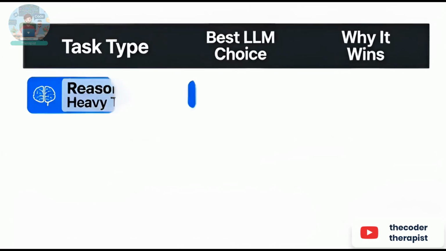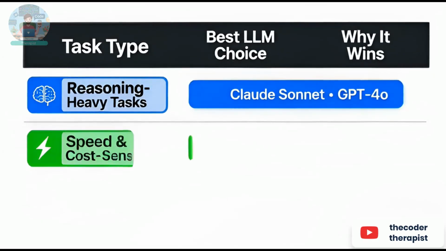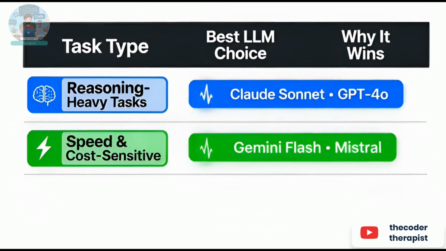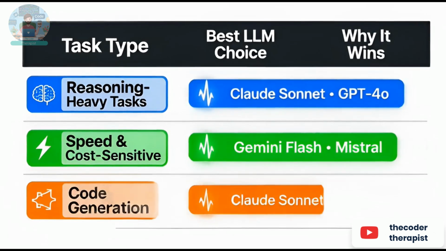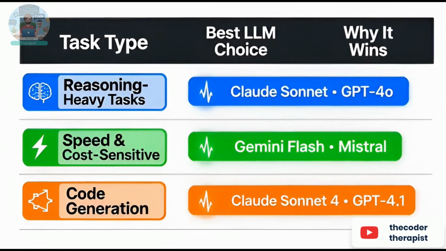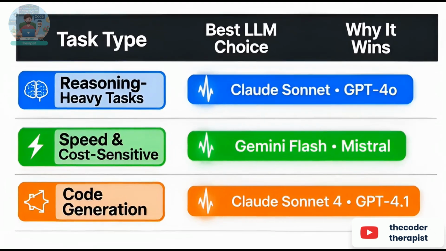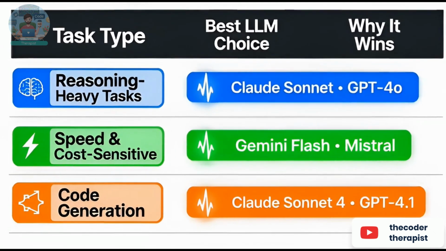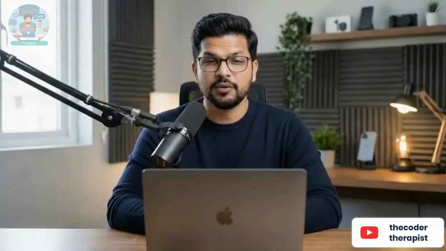For reasoning-heavy tasks, Claude Sonnet or GPT-4o. For speed and cost-sensitive, Gemini Flash or Mistral. For code generation, Claude Sonnet 4 or GPT 4.1. The brain needs to fit the job.